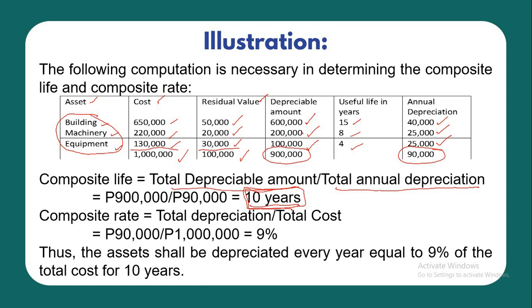Next, composite rate. So, pila man natong composite rate? That is total depreciation divided by the total costs. So, that is 90,000 nga total depreciation divided by the total cost nga 1 million. So, our composite rate is 9%. So, meaning to say, the asset shall be depreciated every year equal to 9% of the total cost for 10 years. Sa sulod sa napulo ka tuig. And your annual depreciation is 9% of the total costs. Okay? So, that is the composite method.